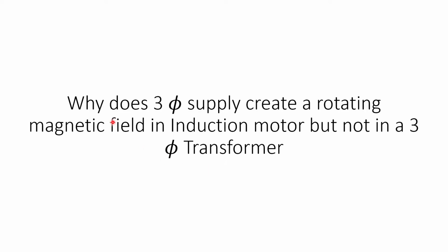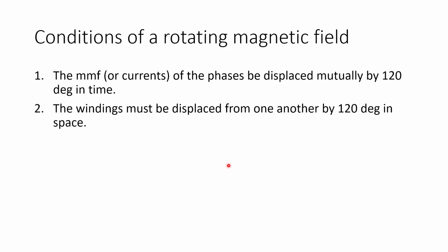The question says, why does a three-phase supply create a rotating magnetic field in an induction motor but not in a three-phase transformer? Take a moment, think about it, and come back to the video. Okay, I hope you have thought about it.